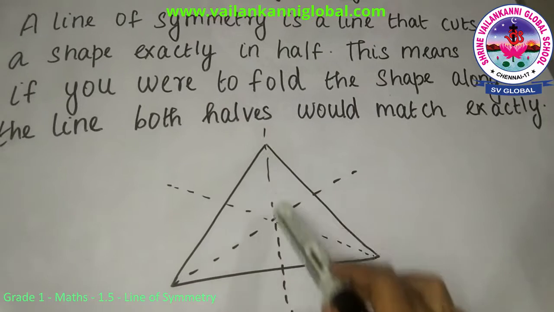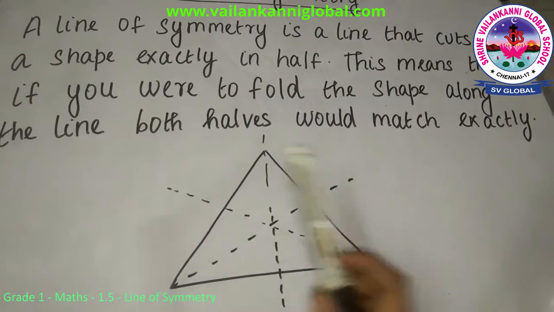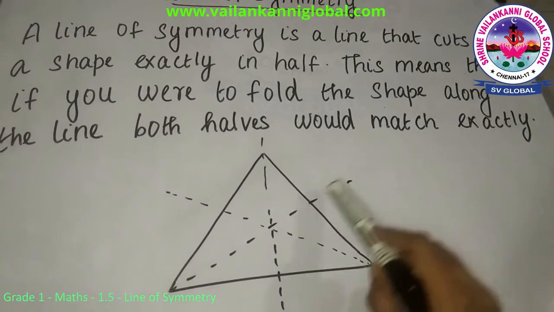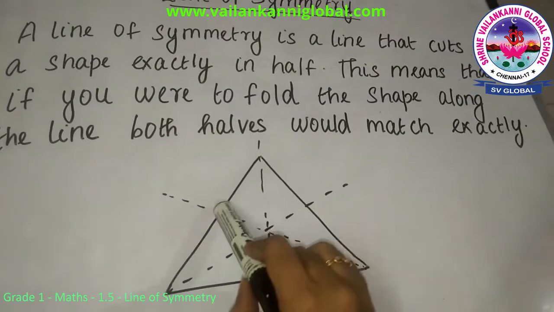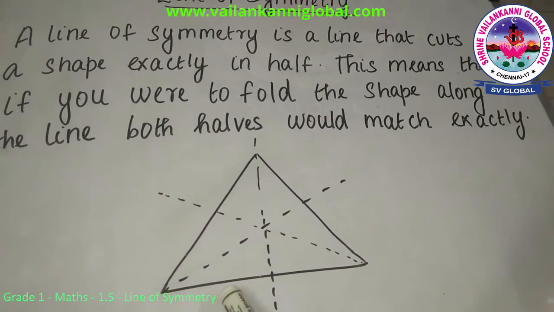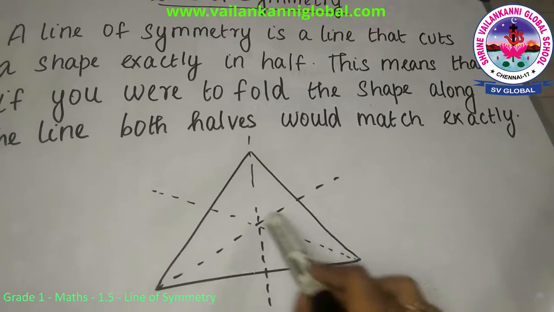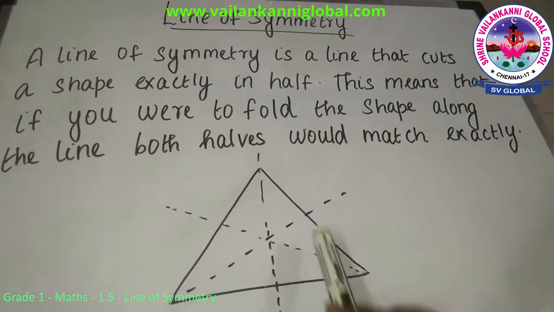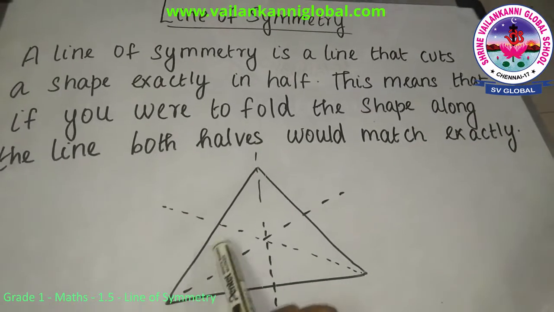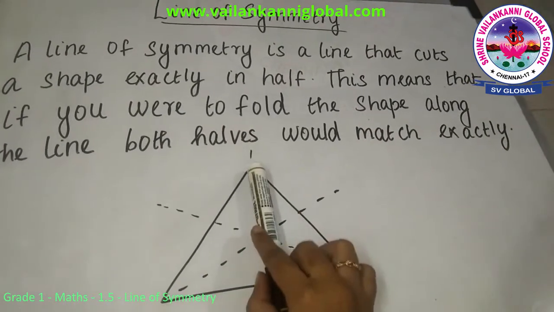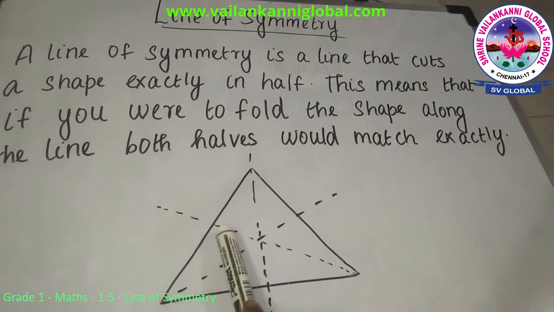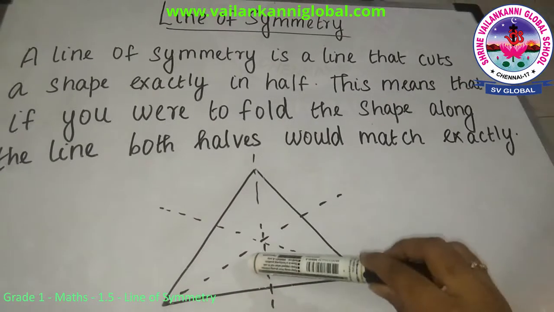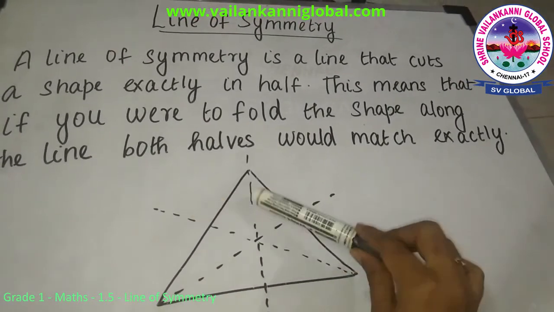So this is one line of symmetry, and if you're folding this shape like this, both the halves will match. Similarly, here there is one line of symmetry, and if you fold it this way, it will match exactly. So a line of symmetry divides a shape into two equal halves. This line divides this triangle into two equal parts, and this line divides the circle into two equal parts.